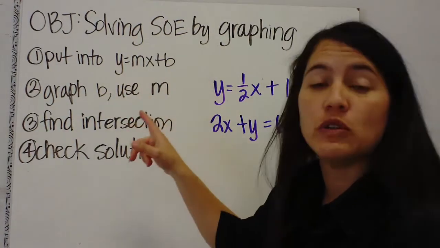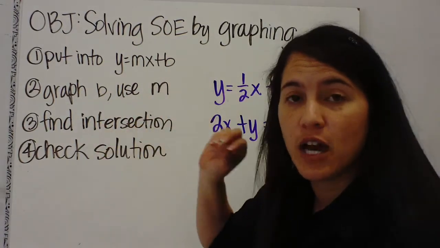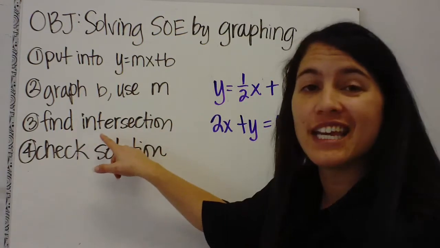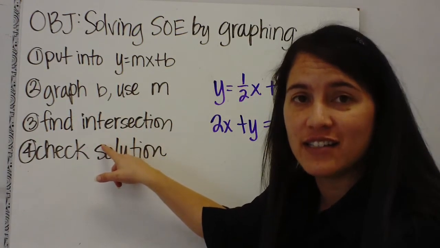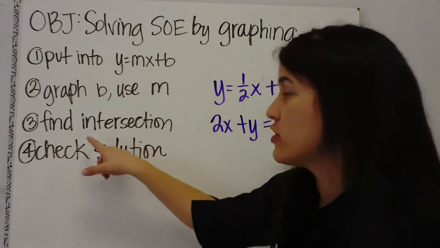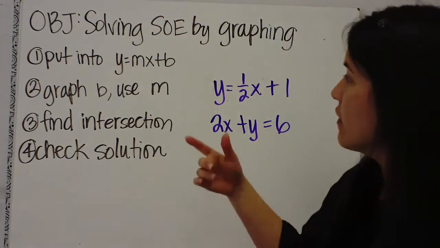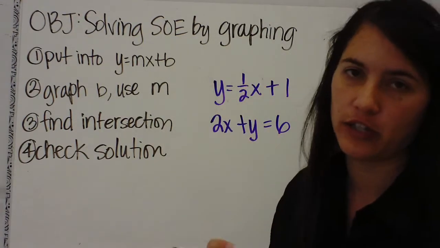You're going to graph b and use m. So you start with b, you put a dot at b, and then you use the slope to count up and over. You're going to find the intersection of the lines, and then you're going to check your solution. So the intersection is going to possibly be your solution. So here is our first example we're going to do.